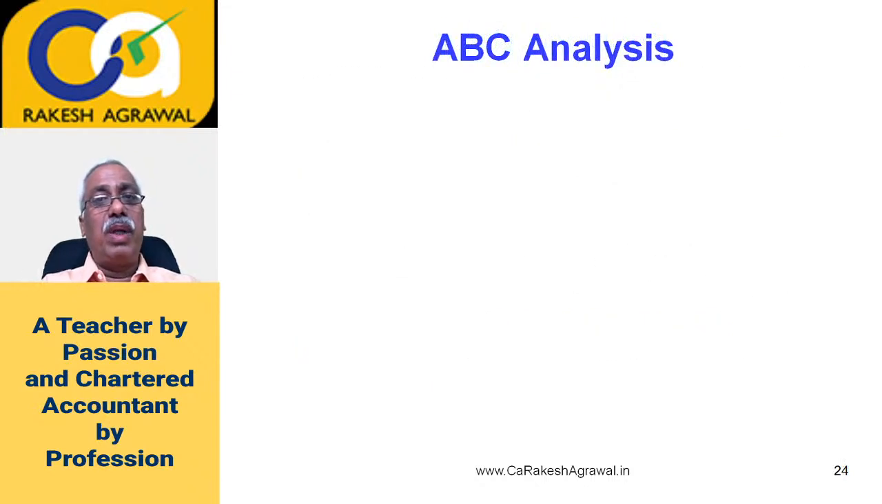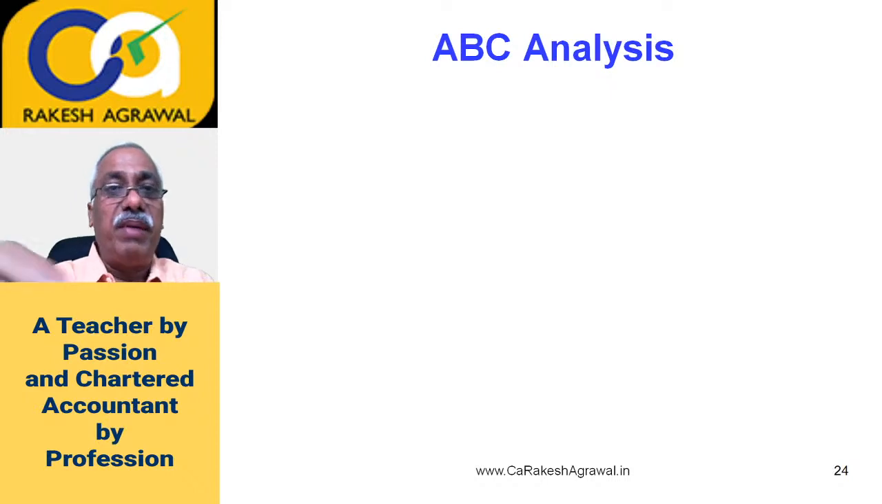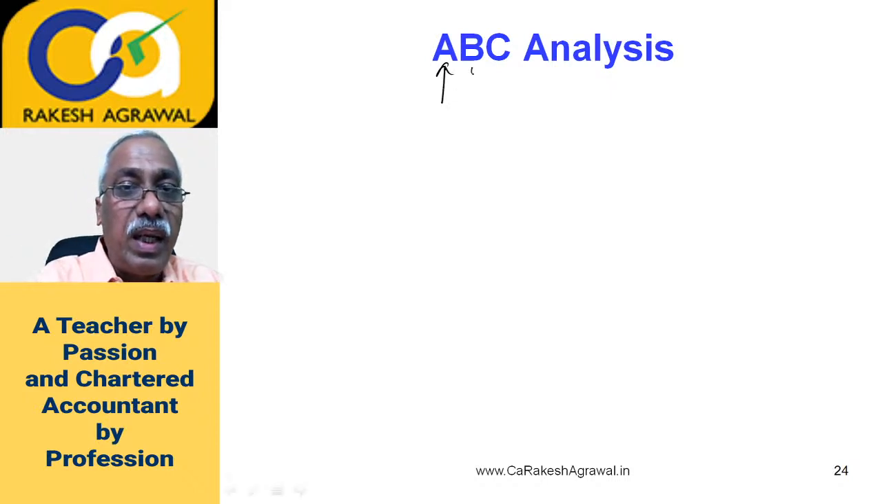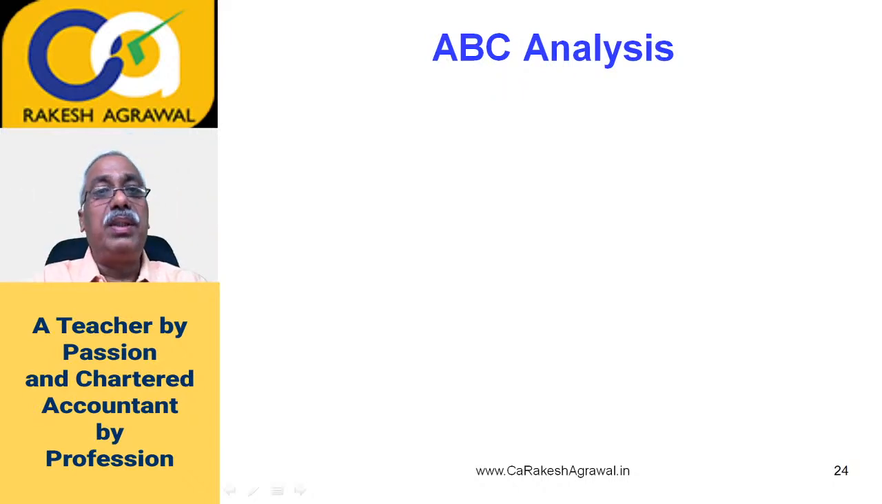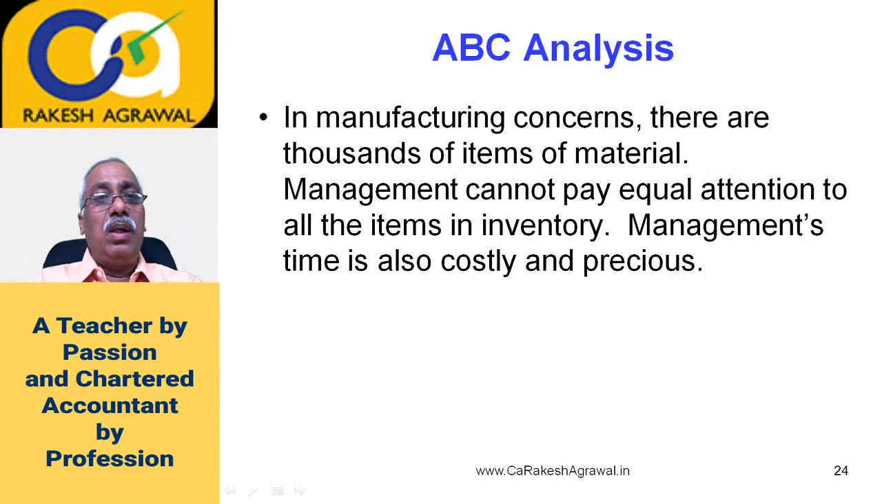Now we go to one more area, that is ABC analysis. You are aware we have to analyze the items of inventory, raw material items of inventory in three categories, category A, category B and category C, from where it is known as ABC analysis. So in manufacturing concerns, there are thousands of items of material, that is raw material, and management cannot pay equal attention to all the items in the inventory, because management's time is also costly and precious, so they cannot pay attention to each and every item.